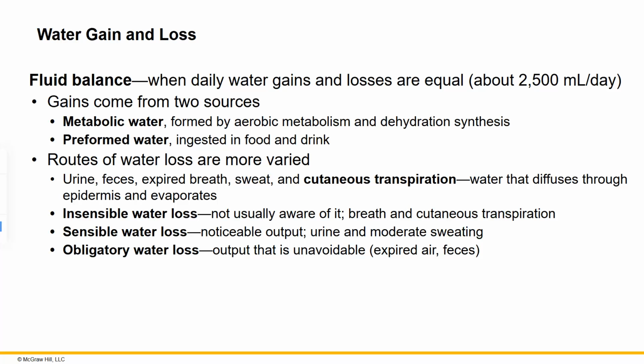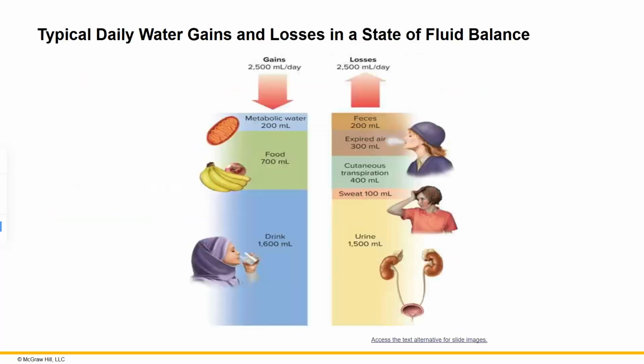Routes of water loss are more varied: urine, feces, expired breath, sweat, and cutaneous transpiration, the water that diffuses through the epidermis and evaporates. Insensible water loss is loss you're not usually aware of: breath and cutaneous transpiration. Sensible water loss is when you are noticing that you're losing water, so urine and moderate sweating. And obligatory water loss is output that is unavoidable, such as expired air or feces. And here's a diagram that shows those.